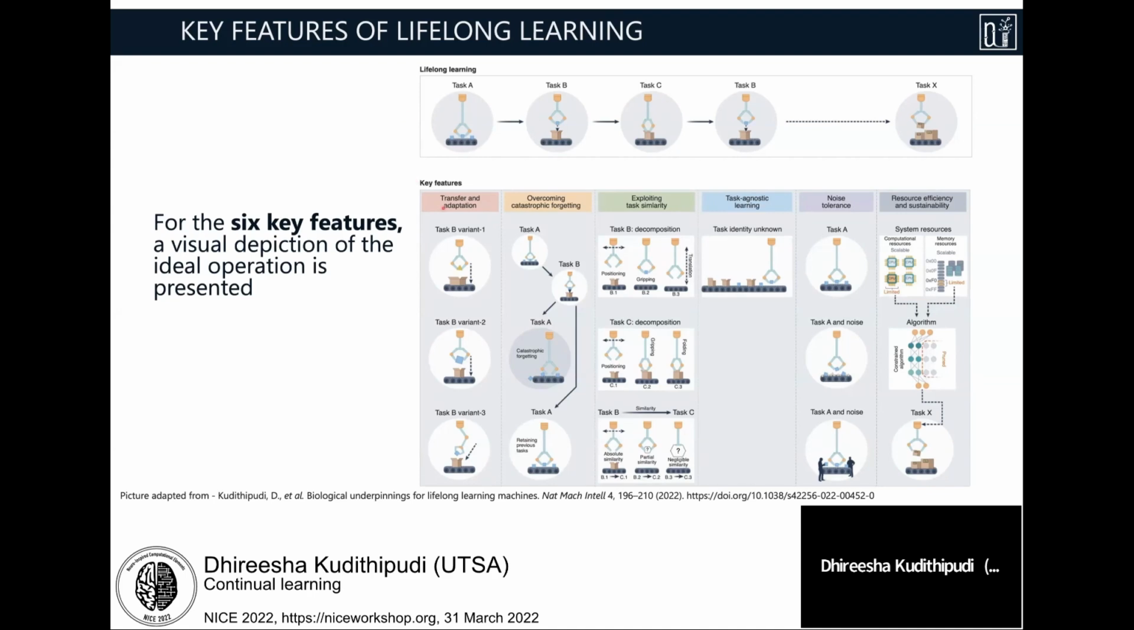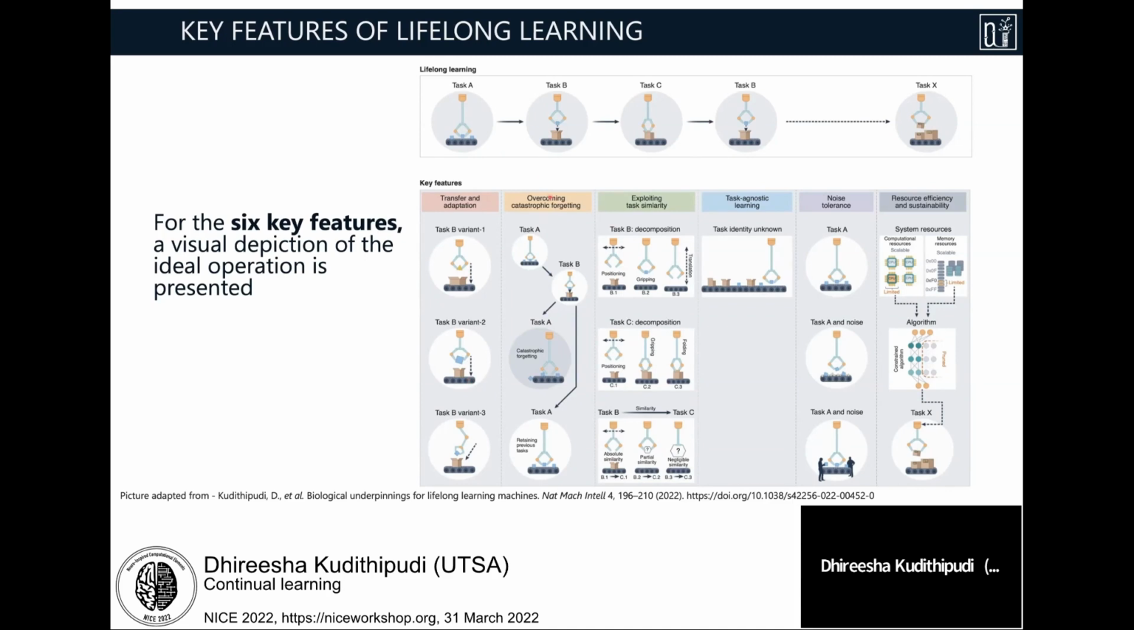So the 6 features we have identified are shown in the bottom cartoon here. From left to right, the first one is transfer and adaptation. What that means is the ability of the model to apply previous knowledge to new tasks and to quickly adapt to changes in the task or the environment. So for example, in this context, the system is trained on task B, where it's packing objects, and is subsequently able to apply the learned skills to facilitate learning of a similar but not identical task. It could be different shapes or sizes of the object.